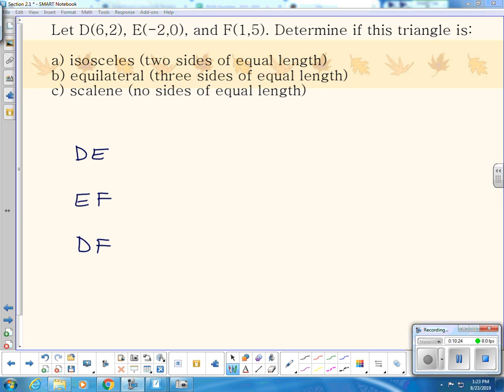Okay, what's our DE distance? Square root of what? Okay. Square root of 68. Square root of 68. So we had, what's our A? Square. Good. That's 2 squared.